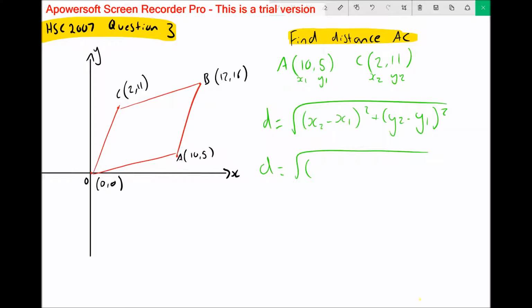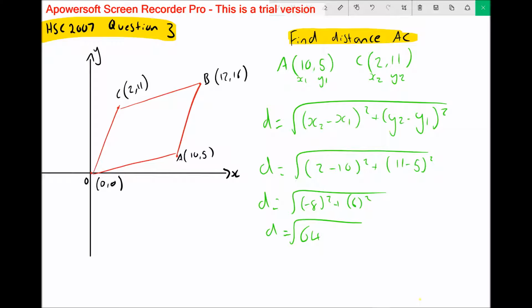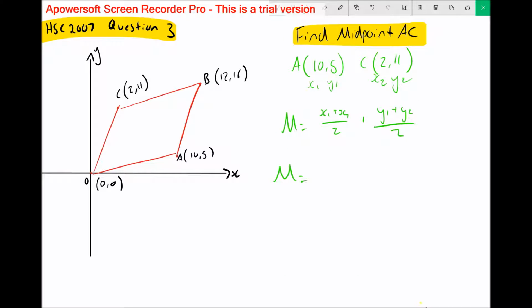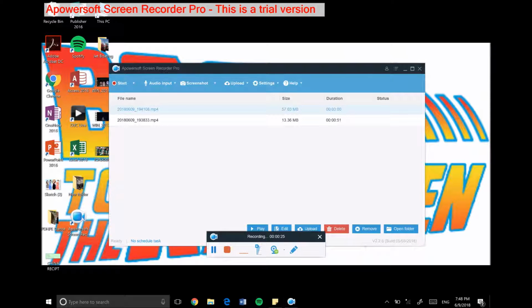This question asks us to find the distance when given 2 points. So we're going to substitute the points into the distance formula, and that'll give us an answer of the square root of 100, or 10 units for the distance of that line. For the next question, we're asked to find the midpoint given the 2 points. So once again, we're going to substitute into the formula for midpoint. We're going to have a midpoint of 6, 8.